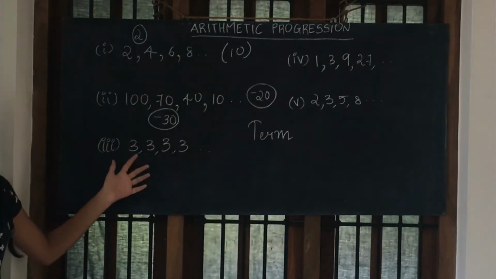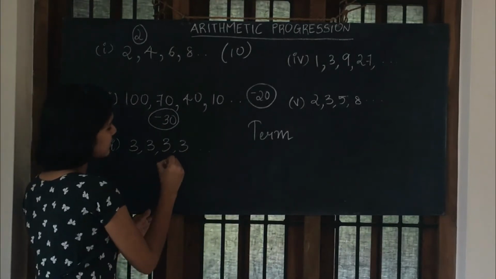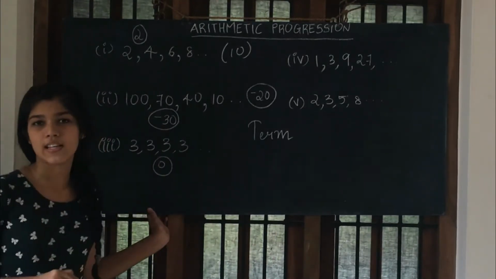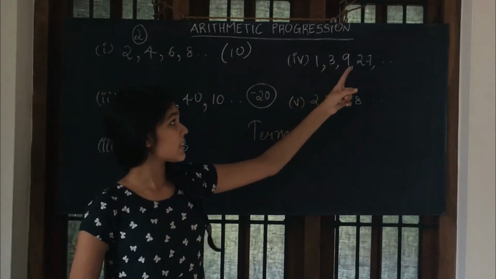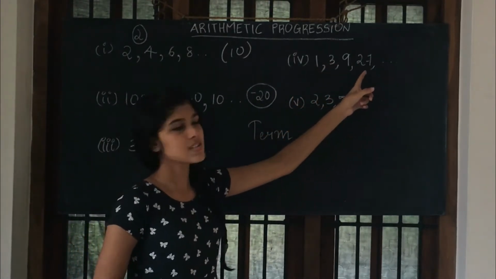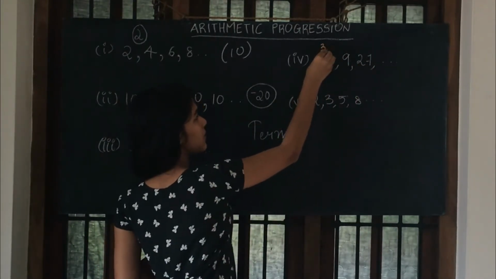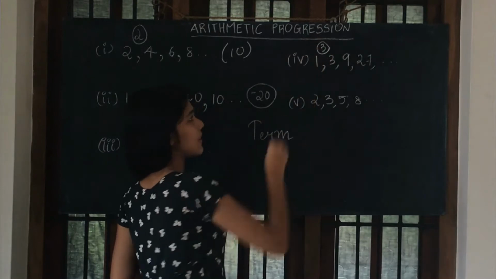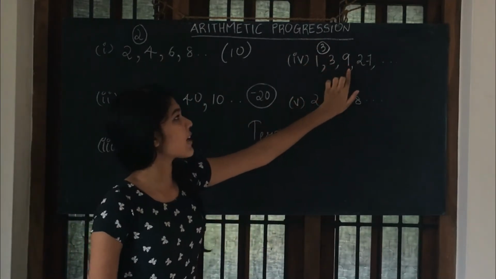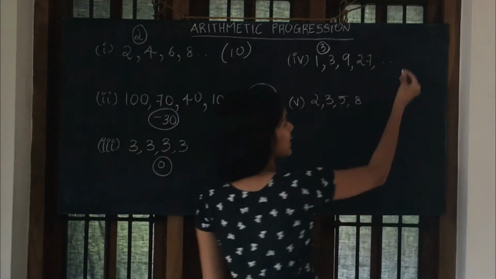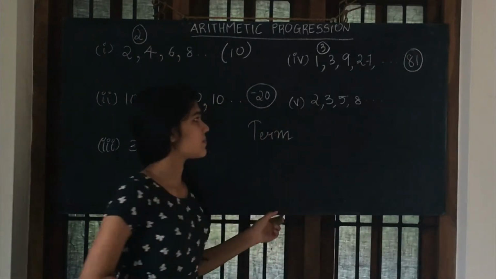Now, the third series is 3, 3, 3 and 3. That is, here we are adding 0 to each term to get the next term. In the fourth series, we have 1, 3, 9 and 27 as the given terms. Here, we are multiplying each term with 3 to get the next term. That is, 1 into 3 gives 3, 3 into 3 gives 9, 9 into 3 gives 27. And the next term will be 81, which is 27 into 3.